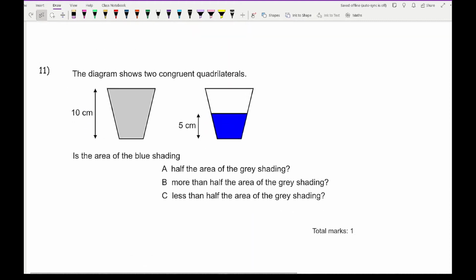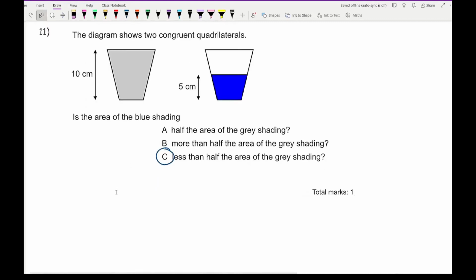Moving on to question 11, it says the diagram shows two congruent quadrilaterals, so both trapeziums. It says the height of one is 10 centimeters. The height of the blue is 5 centimeters. Is the area of the blue shading A, half the area of the grey shading, B, more than half of the area of the grey shading, or C, less than half the area of the grey shading? And the correct answer we should have is going to be C.